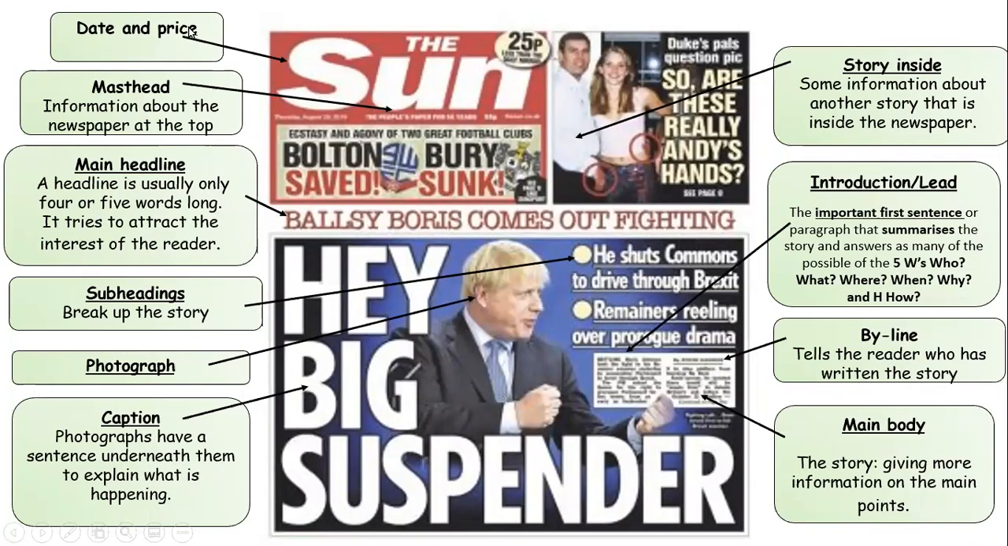So there we have it again. Remember our date and title up at the top, our masthead where it's got the information about the newspaper, our headline, as I spotted before, we've got this nice piece of alliteration here, Ballsy Boris comes out fighting. The subheadings, which are in bullet points here, just give you quick and simple information about what the article is going to be about. Big photograph to attract people when they're choosing a newspaper.